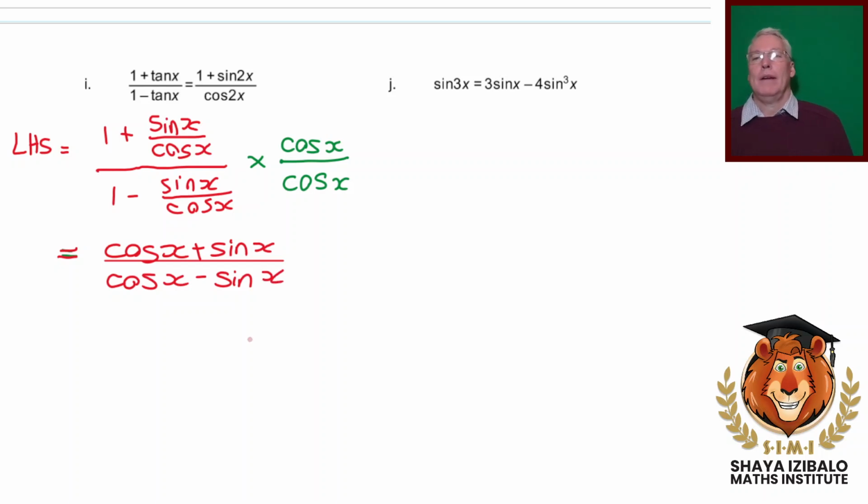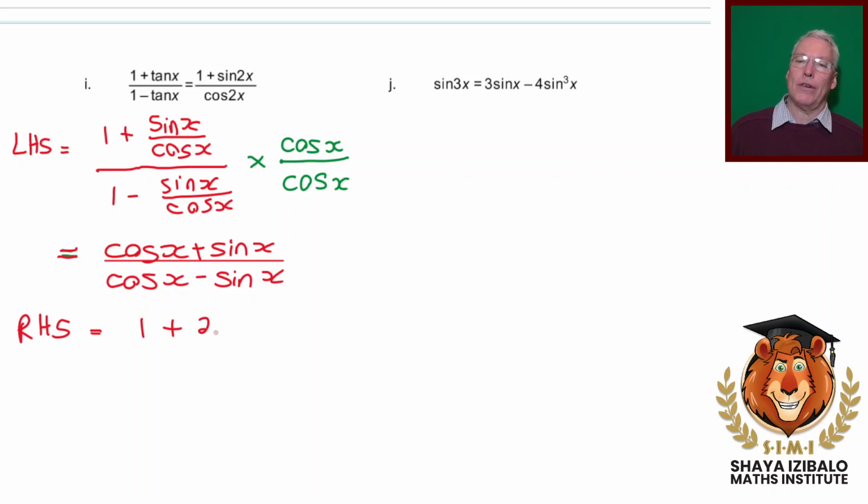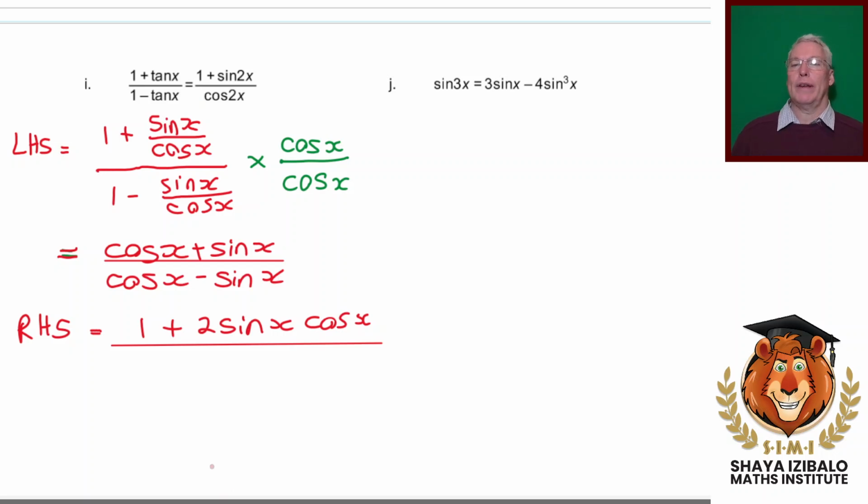Okay, now, hard to know exactly what to do next. Let's go to the right-hand side and see what we can do. All right, now, the right-hand side looks like this. We've got 1 plus sine 2x. Now, sine 2x is actually 2 sine x cos x. And on the bottom of the right-hand side, we've got cos 2x.